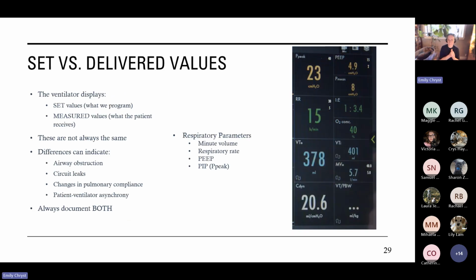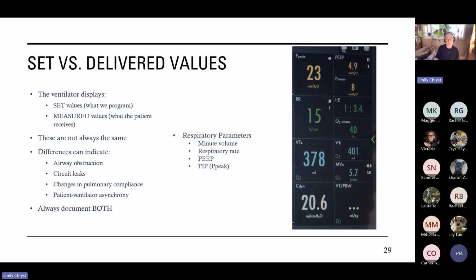Another thing that's going to be different in the way that we monitor these patients is that what we set on the ventilator is not always what the patient's actually receiving. This is very different from like an anesthetic ventilator, right? So the ventilator, as I showed earlier, is going to display set values, so what we've programmed. And then as you can see in the picture here, we have our measured values, so what the patient's actually receiving. And we want to make sure that we are writing down both of them. We are monitoring both of those.